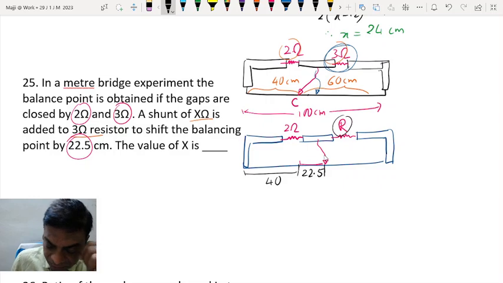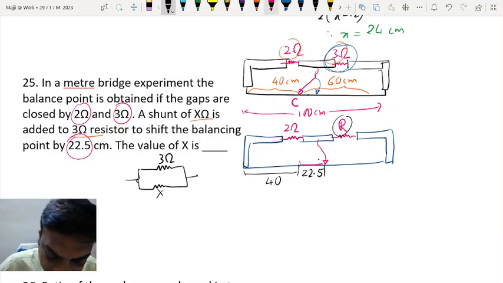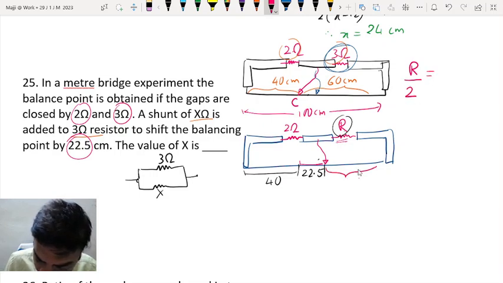So we can find R based on this. Once you know R, which is actually the effective resistance between the 3 ohm and X ohm, you can find X. Let us apply the principle of Wheatstone bridge to this meter bridge. Here we have R upon 2 is equal to this length, 60 minus 22.5, that is 37.5, and this will be 40 plus 22.5, that is 62.5.